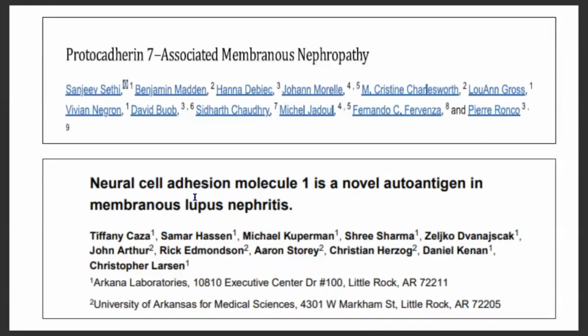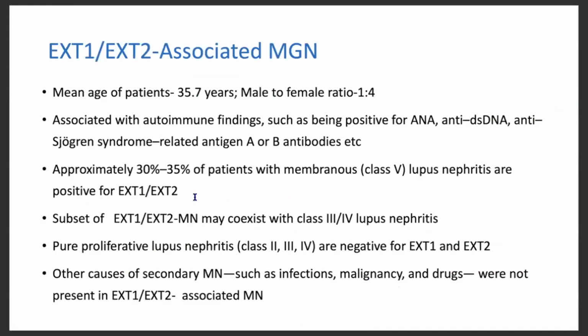After that, a lot of antigens have been described: protocadherin 7, the neural cell adhesion molecule, NCAM1, and many other antigens. I'll enumerate them as we go along. So what I'll do now is quickly take you through a few of the important antigens.